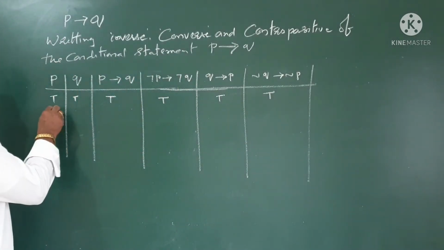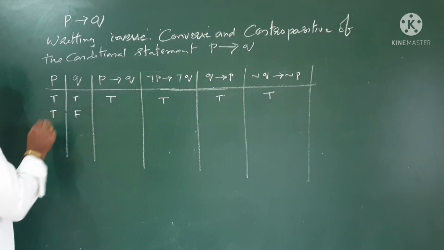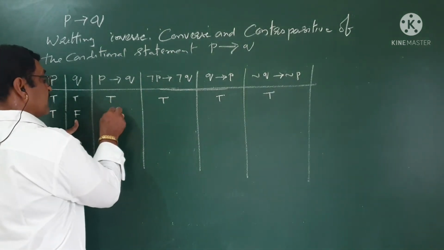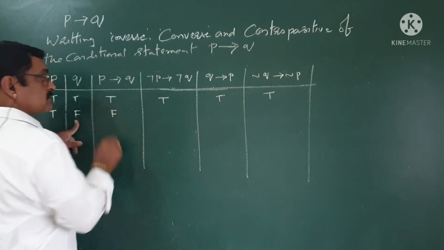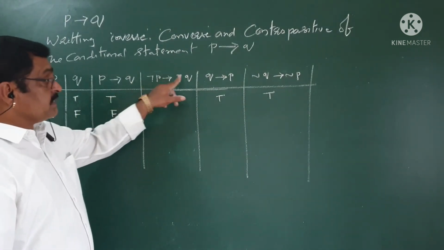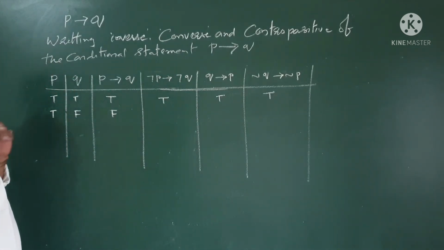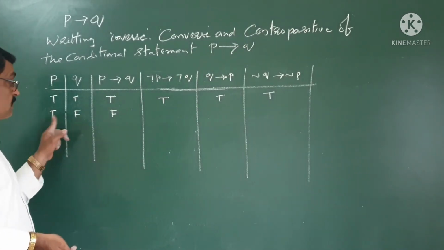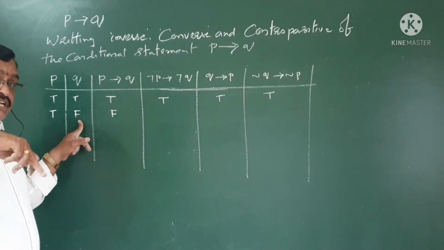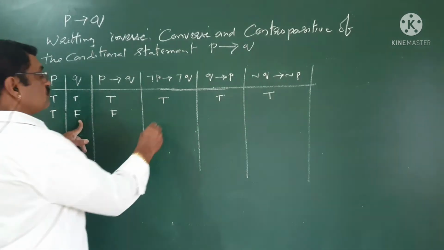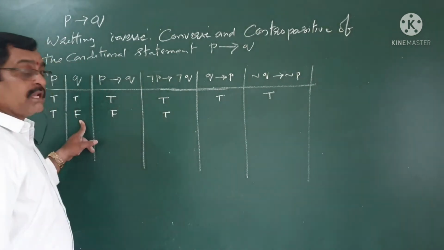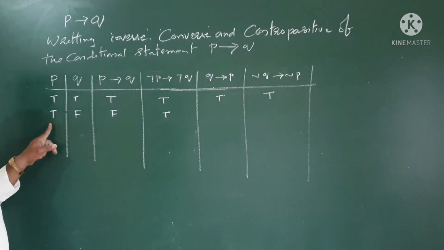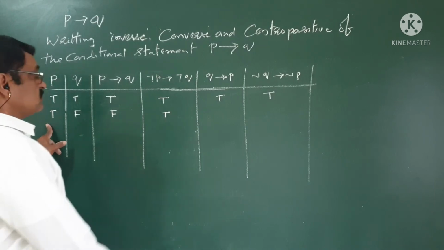Next, we go for true and false. The first statement is true, the second statement is false, therefore their conditional statement is false. Negation of P implies negation of Q: negation of P will become false, negation of Q will become true. False implies true. In a conditional statement, false implies true is true. Next, Q implies P: false implies true. Yes, of course, this is true.